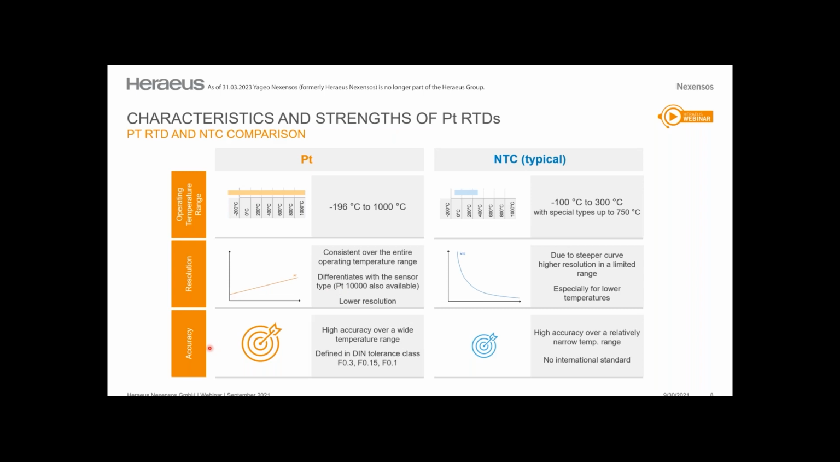Talking now about the accuracy of both technologies, actually both technologies provide a very accurate measurement result. The difference is that the platinum temperature sensors realize this accuracy over a really wide temperature range, whereas the NTC measures very accurately only in a specific, small temperature range. And due to the international standardization, the PT-RTD's accuracy is recorded in tolerance classes, like for example the F.1. All right, Andreas, the stage is yours.